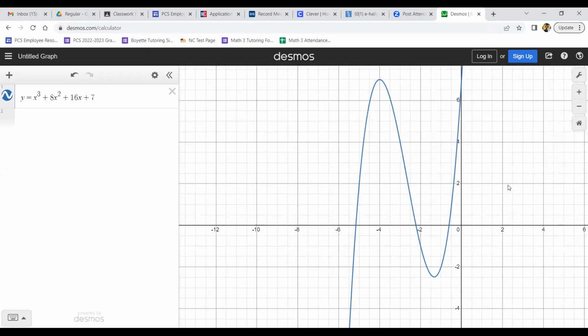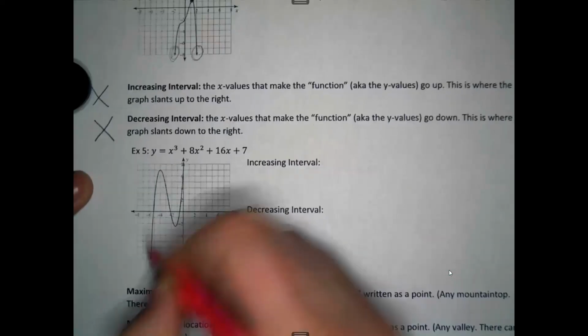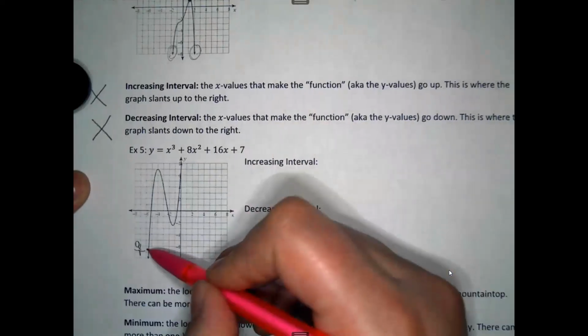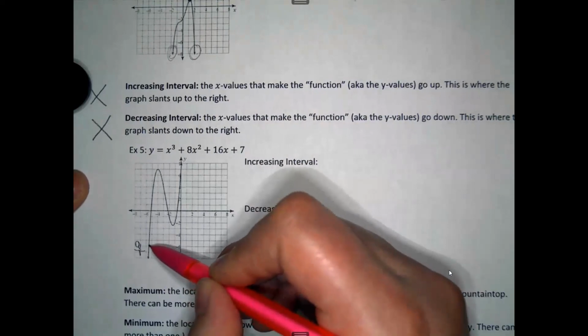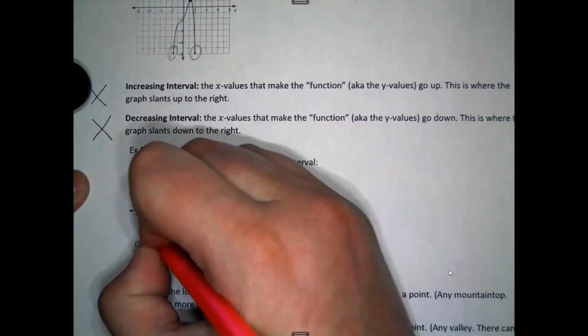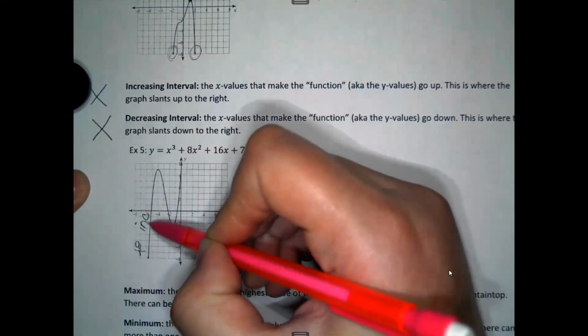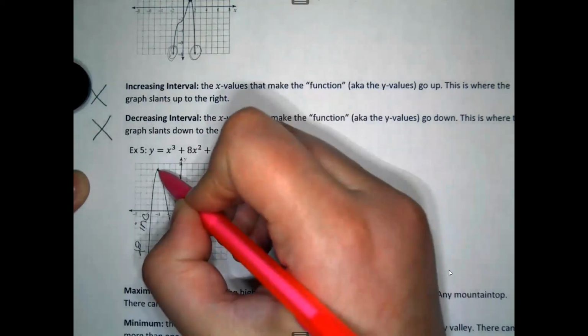And for increasing and decreasing, the important parts of the graph are always when the stick figure switches from going uphill to going downhill, or switches from going downhill to going uphill. So if I look at my stick figure, I'm going to go back to my notes. If I start over here, I put my stick figure on the graph. And when my stick figure starts walking, is he walking uphill or downhill? He's walking uphill. So my stick figure starts off by increasing, and my stick figure is walking uphill all the way until he gets to this point.